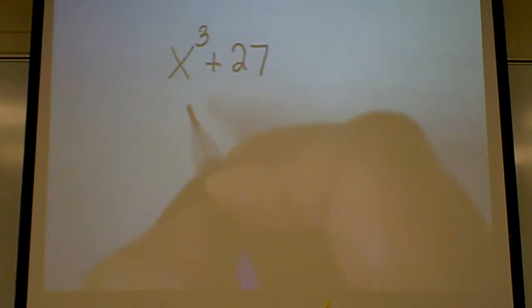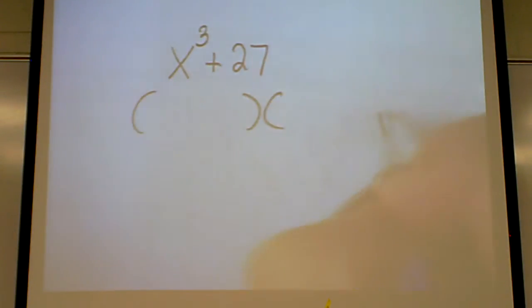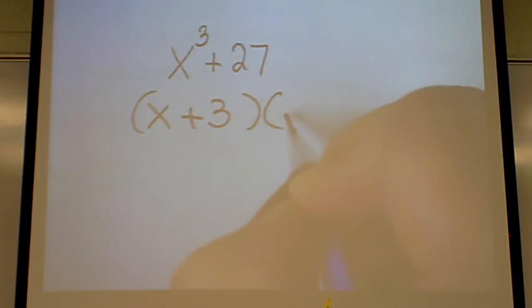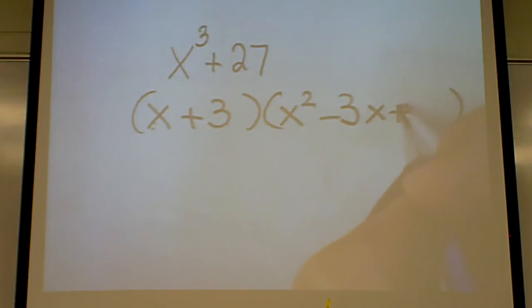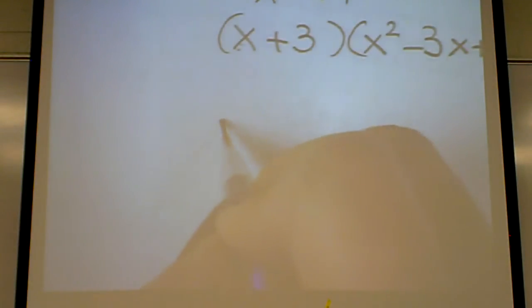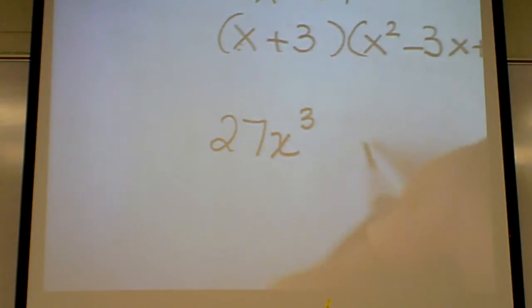How do you factor this one? x plus 3. Then what? x squared. Change the sign. Multiply these two, 3x. And this is always a plus sign here. And those last two. Remember this? So what would 27x cubed minus 1,000 be?